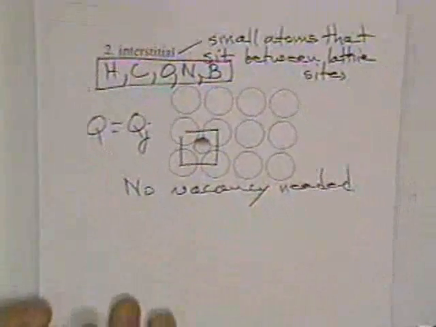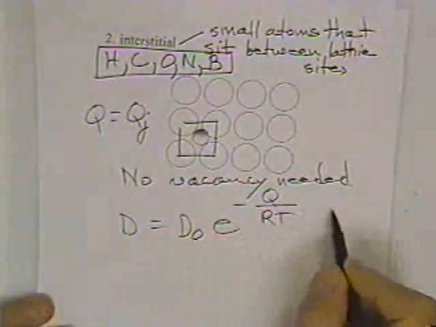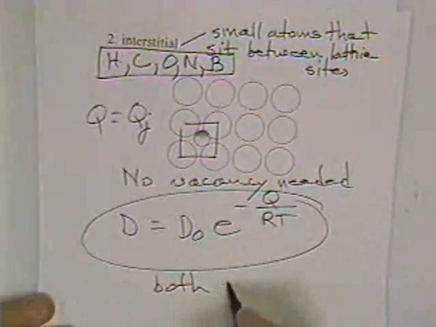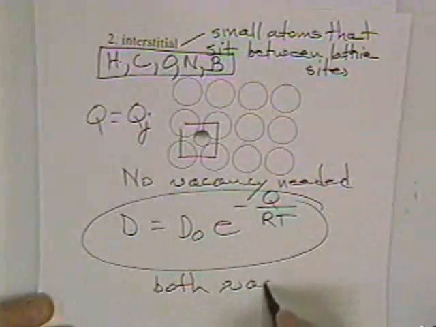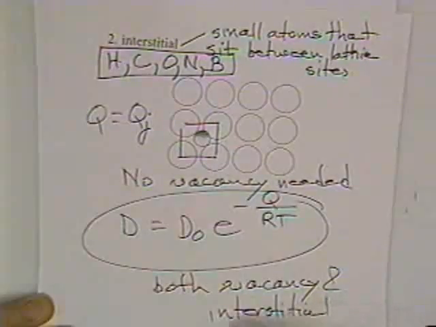And fortunately, both types of diffusion can be described as a thermally activated process or an Arrhenius equation, and D is equal to D0 e to the minus Q over RT. Works for both vacancy and interstitial diffusion.